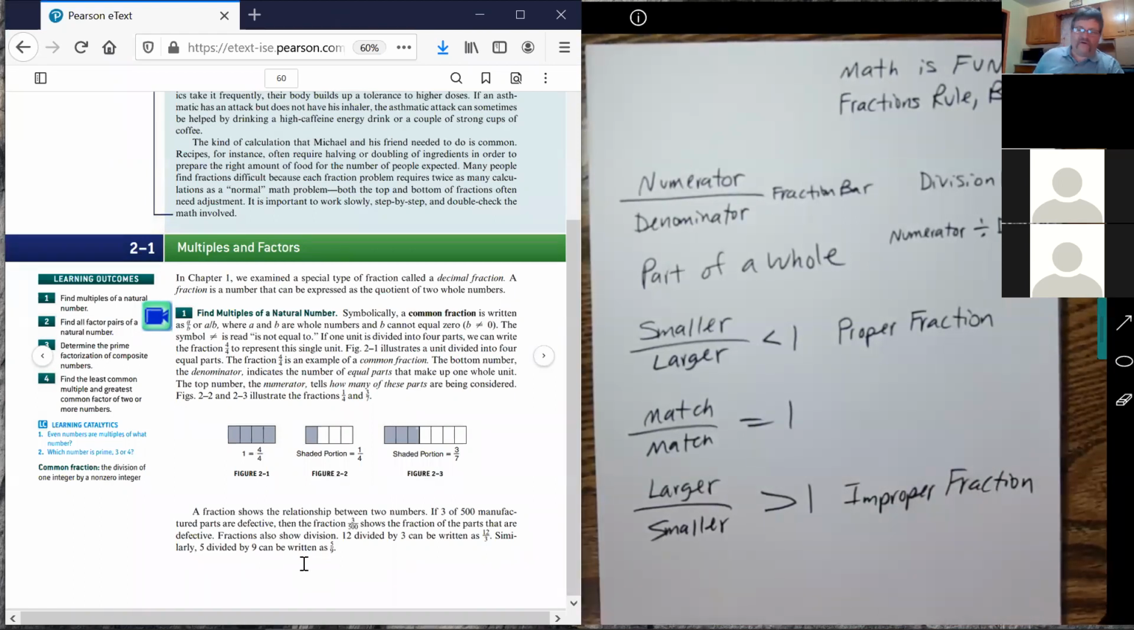All right, so far so good. Generally speaking, we frown on those impropers, okay, and we convert them to something called a mixed number. We'll get to that shortly. Okay.